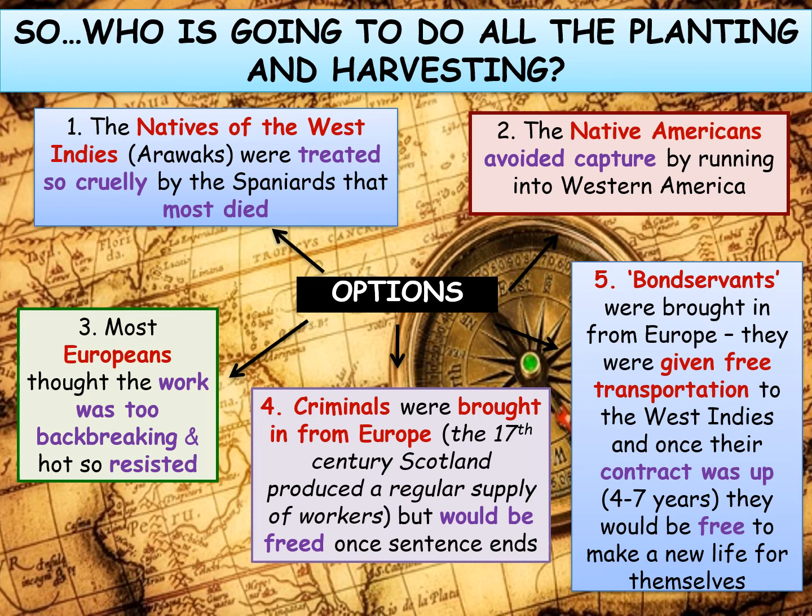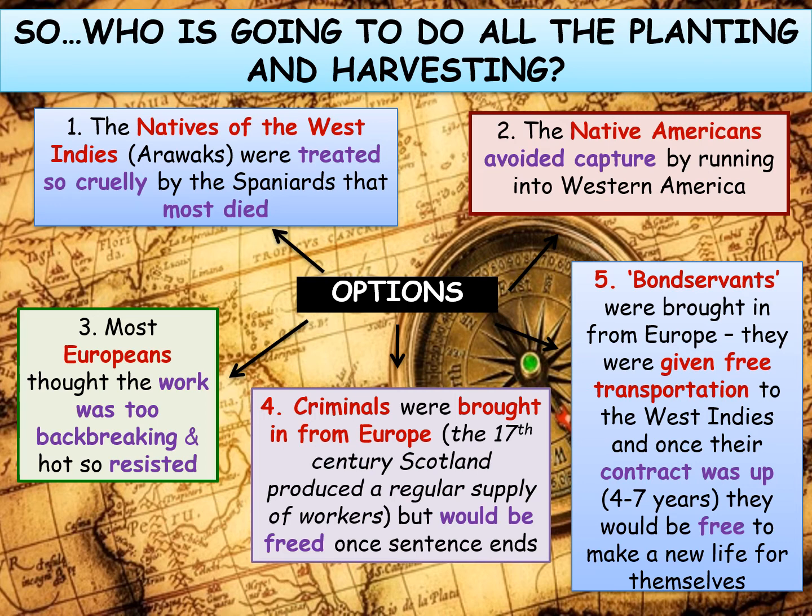Option 5 is the bond servants. Bond servants are people who are brought in from Europe and they're given free transportation to the West Indies under a contract, about 4 to 7 years. Their argument is they work their contract, they get paid, and they can save their money, they get free passage, and then once their contract is up, they are now free to build their homes and live their lives. Absolutely fine. Again, similar to the criminals, but they're not there for punishment, they're choosing to be there, but once you've entered into the contract, you can't get out of it. The problem is hot tropical weather, horrible conditions, labour intensive work, bad tropical diseases, so they die.